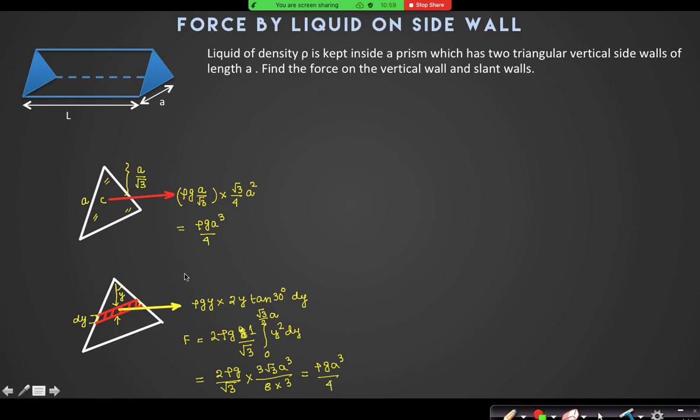Alternatively, always this is the best way: if density is constant, you find the pressure at the geometric center. Forget about everything, just multiply it with area and you'll find your answer. This is for the horizontal force only, not the vertical force, the horizontal component of the force. Is this part okay for all of you?